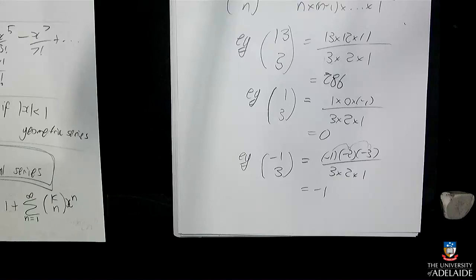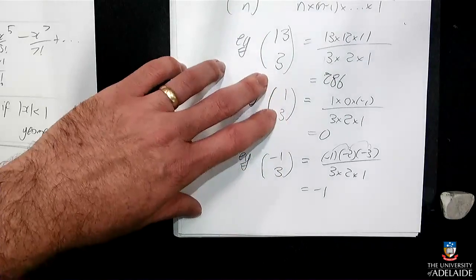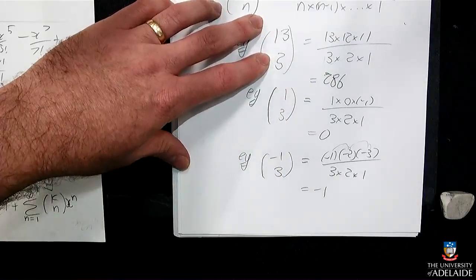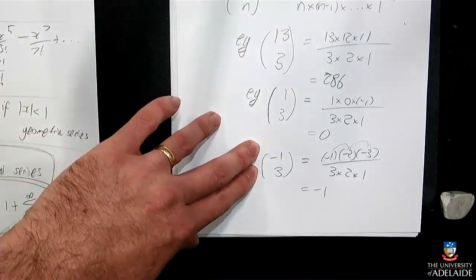So the number of ways to choose 3 things out of minus 1 things is negative 1, which makes no sense, and that's why this doesn't mean the number of ways to choose things out of things anymore. All we've done is copy the formula that we would use when we were doing choose on new numbers.